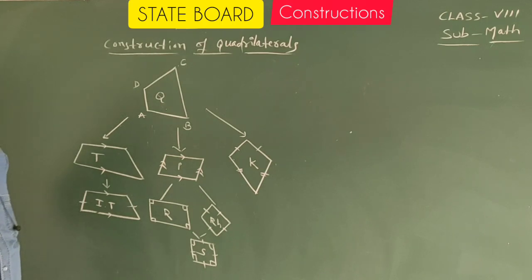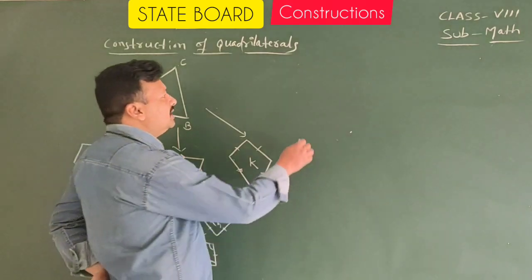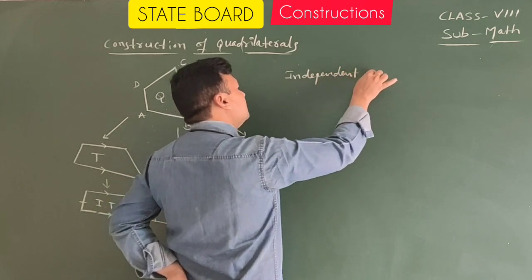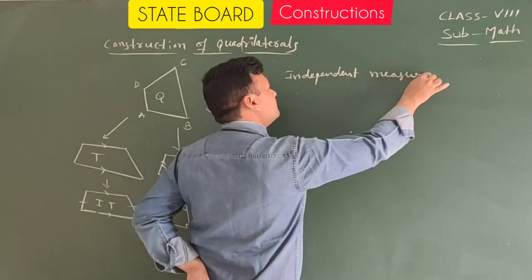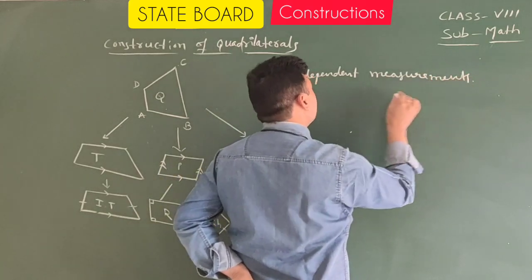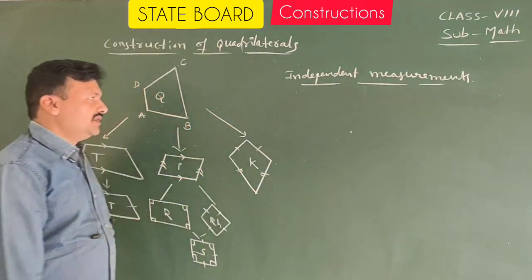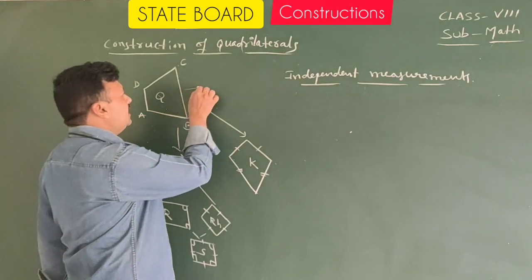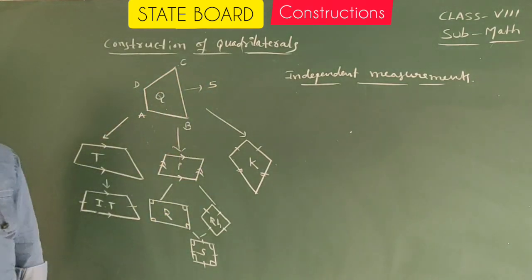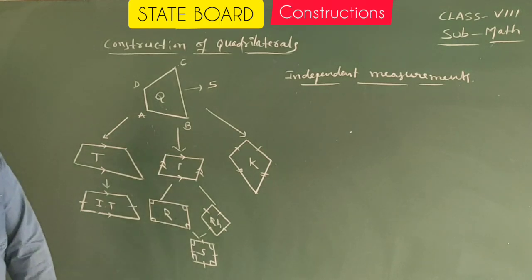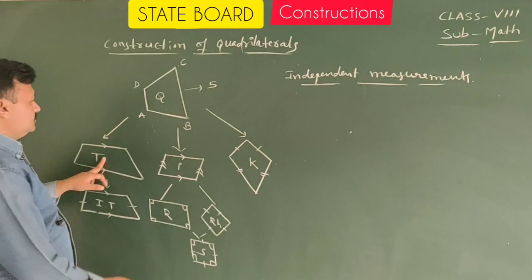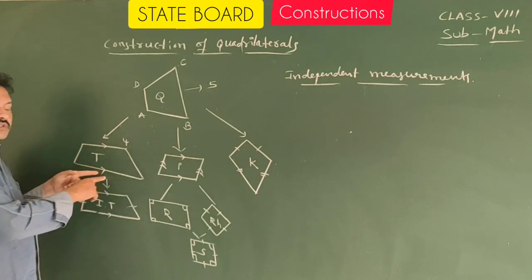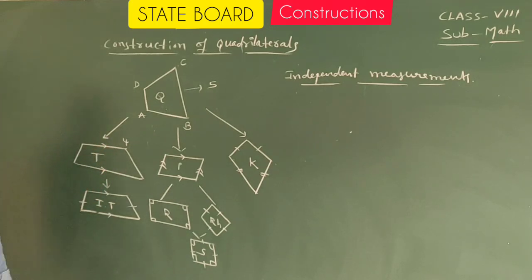Here, for the construction of quadrilateral, we require independent measurements. My important bits also will come from this. For the construction of quadrilateral, we require 5 independent measurements. For the construction of trapezium, 4 independent measures are enough, because one pair of opposite sides are parallel.